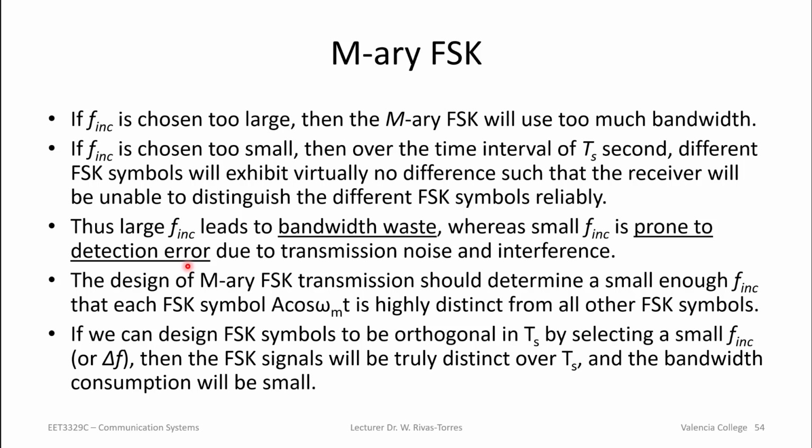If you can design the FSK symbols to be orthogonal, remember when we talked about orthogonality? One of the nice properties of orthogonality is they don't interfere with each other, right? And they'll be distinct enough. They're just different. So if you can make them orthogonal and small, in a small f increment, then the signals will be truly distinct over their interval and the bandwidth consumption will be small. So how do we make them orthogonal is the question.